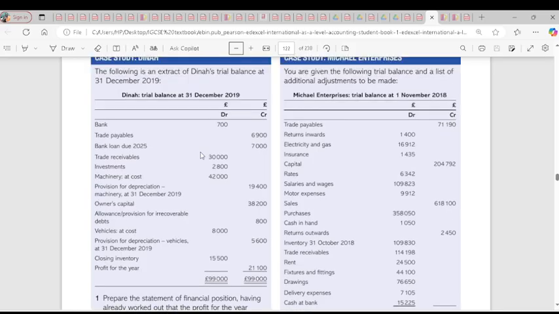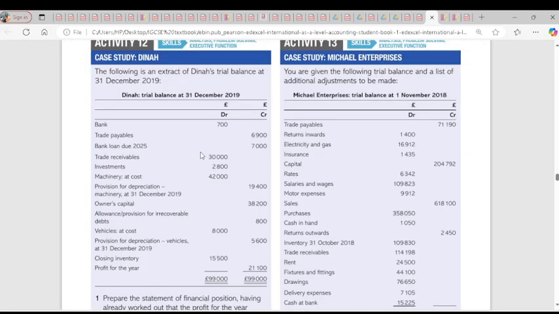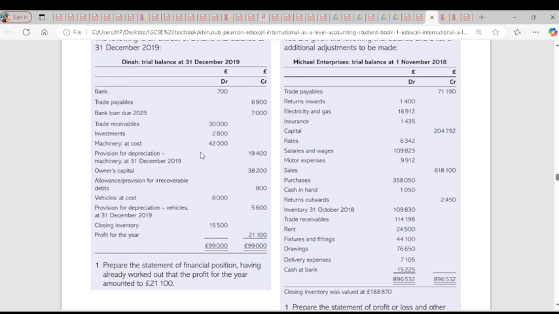The following is an extract from Dina's trial balance at 31 December 2019. Prepare the statement of financial position, having already worked out the profit for the year, amounted to 21,100. We have it there. So we start our statement of financial position. We start with machinery. The value of machinery is 42,000.